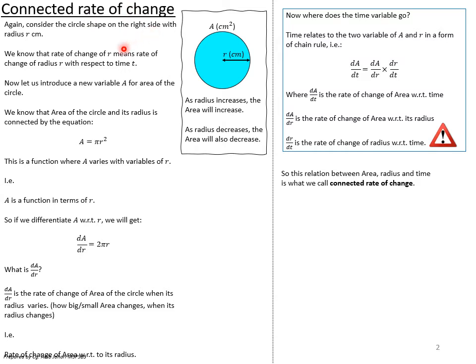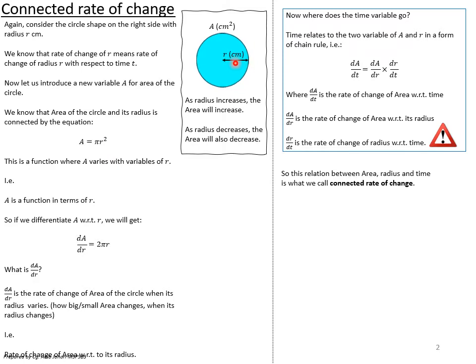Let us consider again the circle that we have discussed before. We know that a circle can increase or decrease over time as time goes on. But now we introduce a new variable A, which is the area. So now we have radius and area. We know that the area of the circle and its radius are connected by the equation A equals pi r squared. This is a function where A varies when r varies.